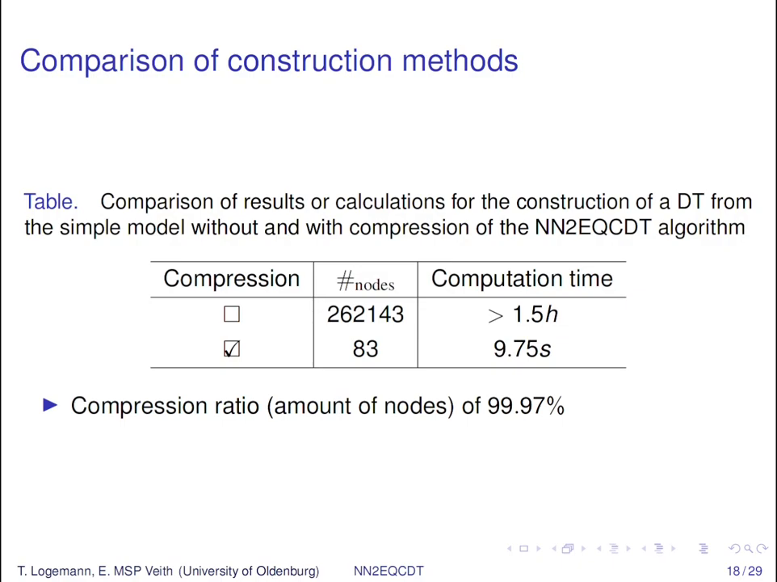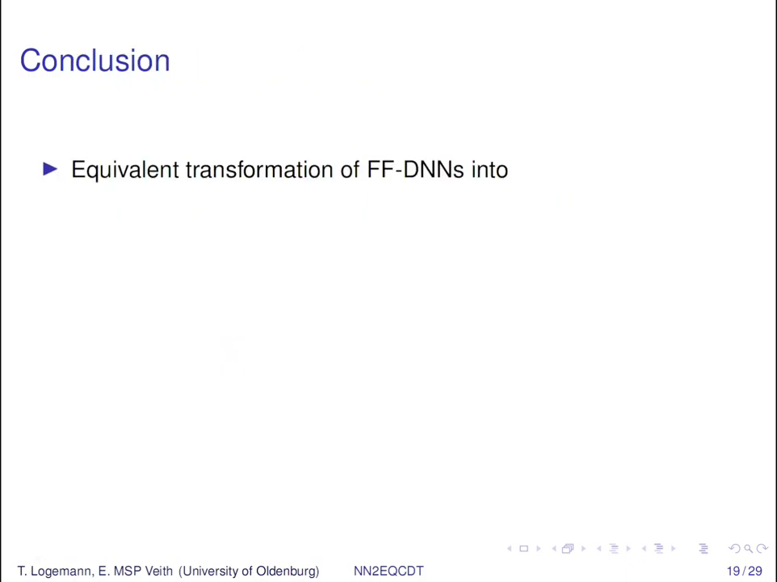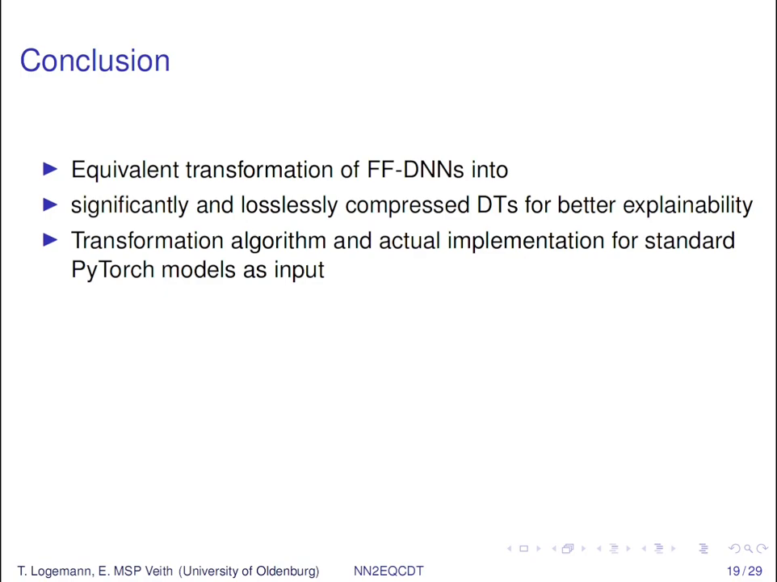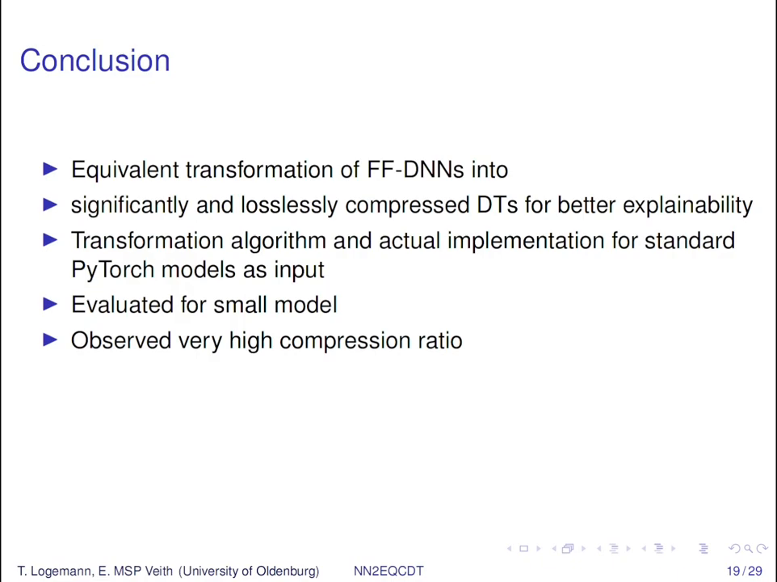Because we cannot say it in terms of computation time, and also not in general, more benchmarking of this algorithm would be needed. To conclude, we can say that the algorithm equivalently transforms feed-forward deep neural networks into significantly and lossless compressed decision trees for better explainability of learned deep neural networks as DRL policies. We provide also the transformation algorithm and actual implementation for the standard PyTorch models as input, and we have evaluated it for a simple model. Thereby we observed a high compression ratio, and it seems to be a good trade-off between the powerful and efficient learnable DRL models and the explainability of learned strategies.